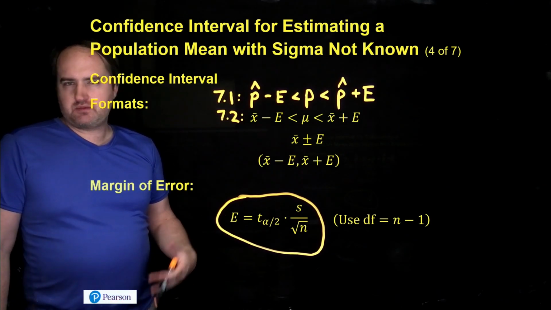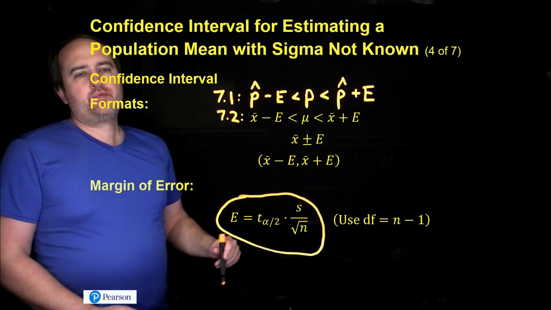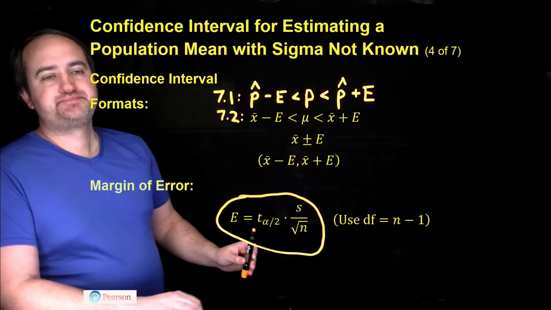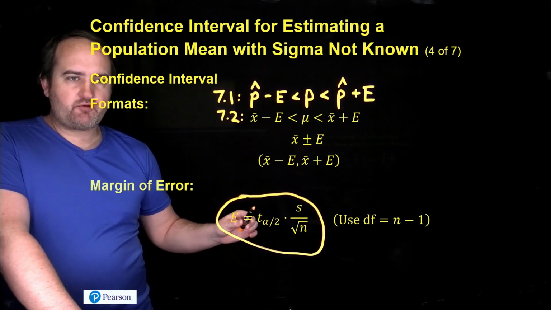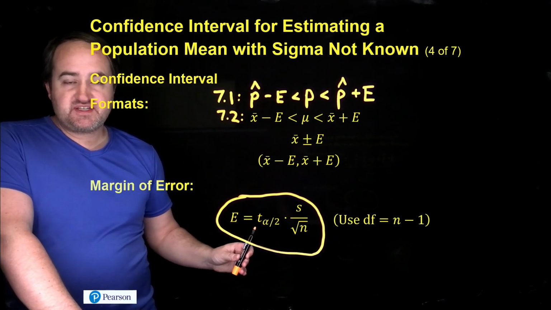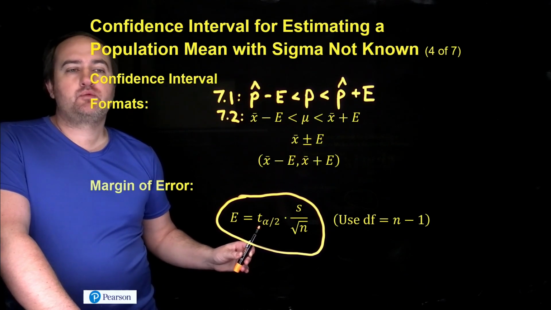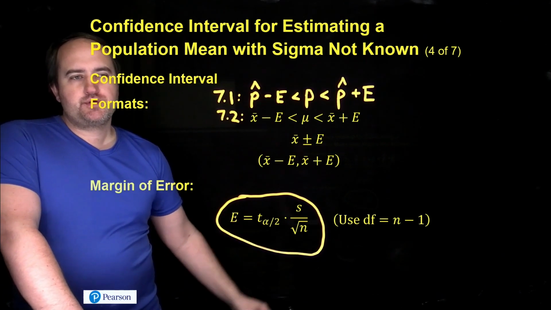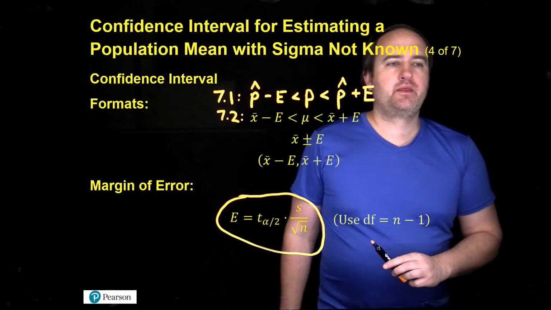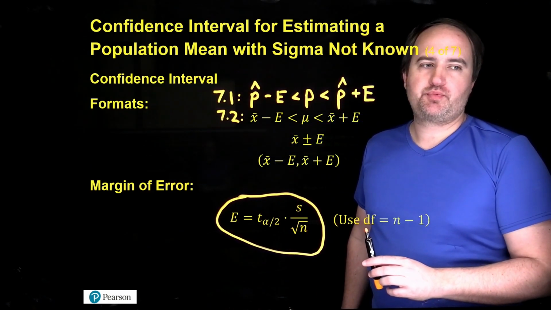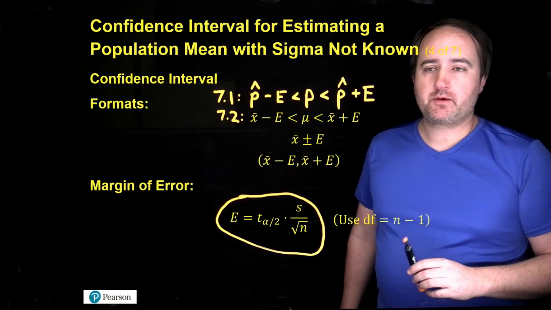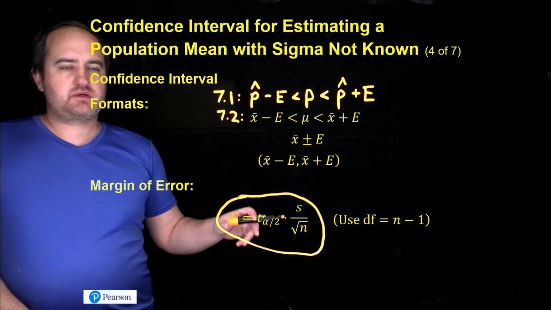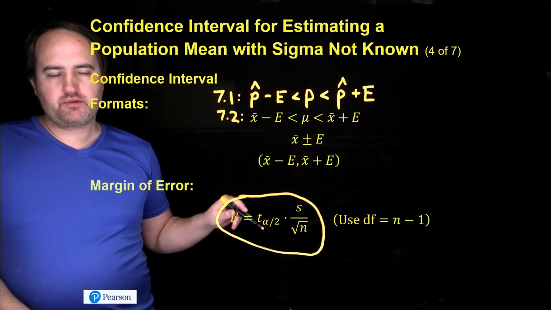It does have some similarities to the other formula, but the big thing that's new here is our margin of error E equals t sub alpha over 2. So it's t instead of z. And we're going to have to calculate that critical value, t sub alpha over 2, using what's called the degrees of freedom. So the degrees of freedom is abbreviated as df equals n minus 1. Okay? And then the rest of this will be given to us in the problem, the rest of this formula.